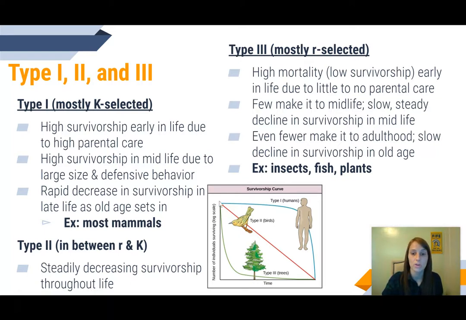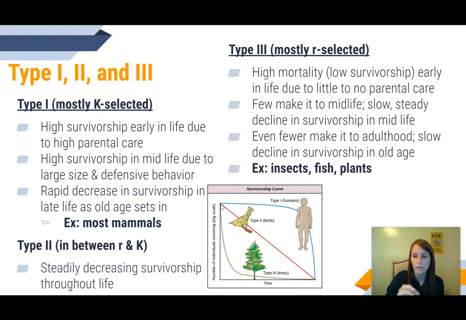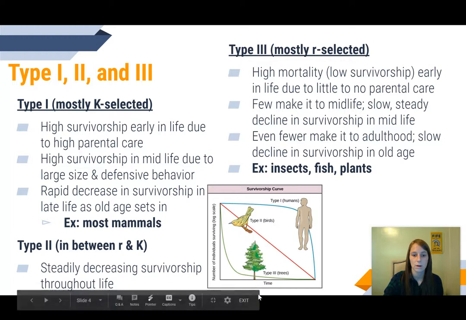So if you look at this tree here, we're going to see high mortality, low survivorship in early life due to the fact that there's little to no parental care. If you think of a tree giving off its seeds, there's going to be a lot of those seeds that fall on rocks and they don't sprout. They're going to get eaten by birds. They're going to get trampled on and they're going to die. And a lot of those are going to not survive.